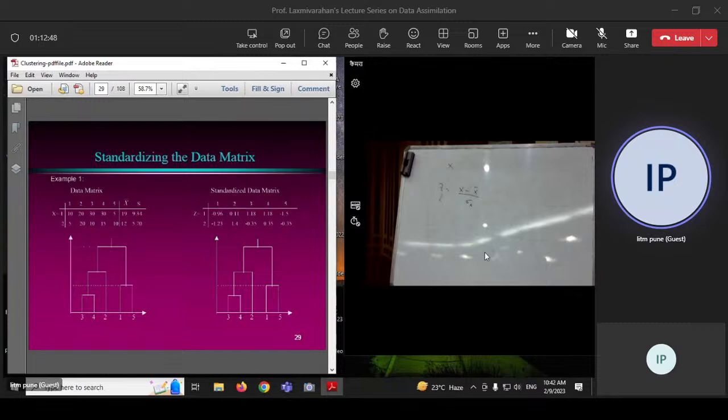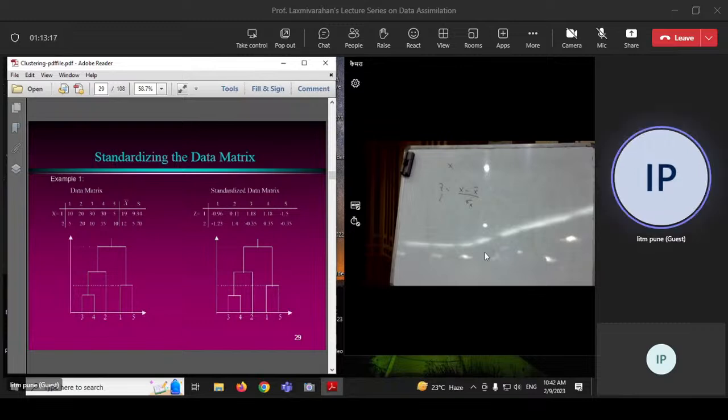So here I'm showing an example, the same example I did. This is the raw data, this is the normalized data. I apply the same algorithm, you can see the results. I'm just trying to demonstrate the impact of scaling. In this particular case, the scaling does not have much effect. The results are essentially the same because the magnitudes of the numbers here are comparable.